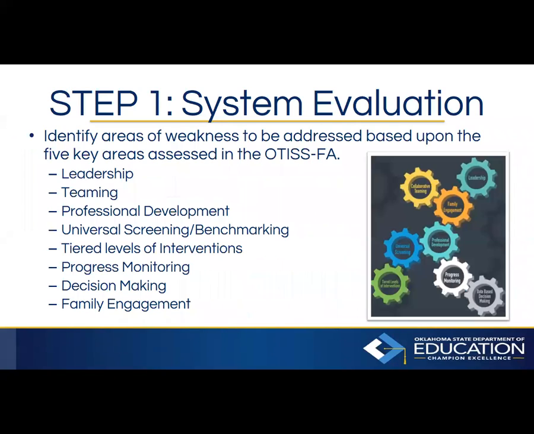You will identify areas of weakness to be addressed based upon those key areas assessed in the OTISS Fidelity Assessment. So that'll go back to the 8 core components. Wherever those areas of weakness are, you will work on goals to strengthen those areas in order to strengthen your system as a whole.